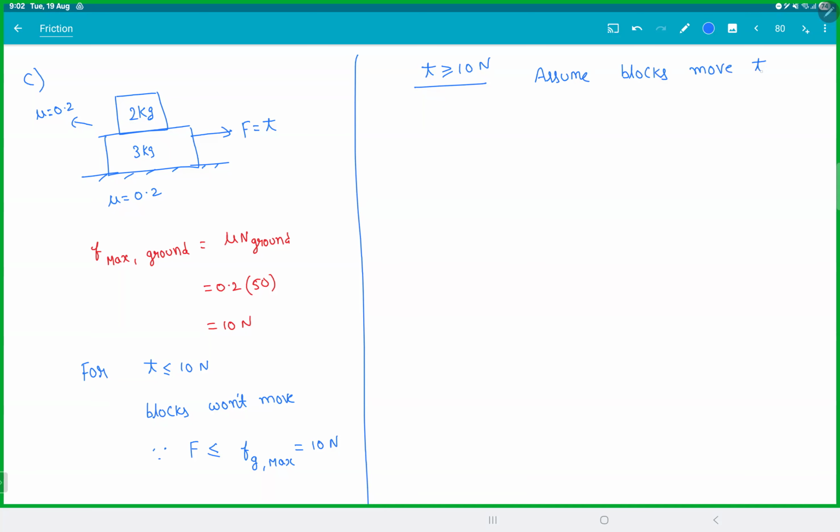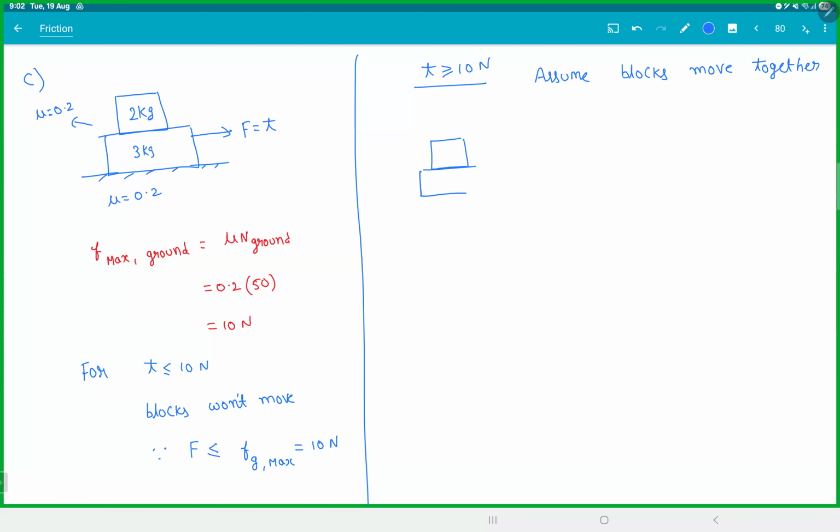In this question, think about how many different scenarios are there. Scenario 1, nothing is moving. Scenario 2, both are going together. Scenario 3, both are slipping and going. These are the three possibilities, isn't it? So assume both are going together. Then how do we do that?